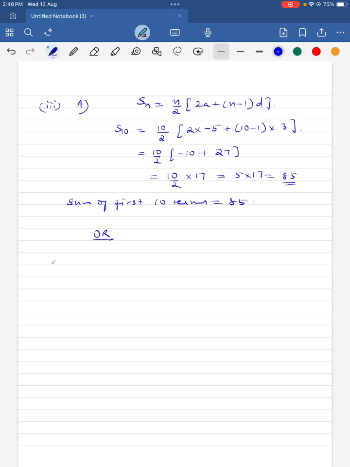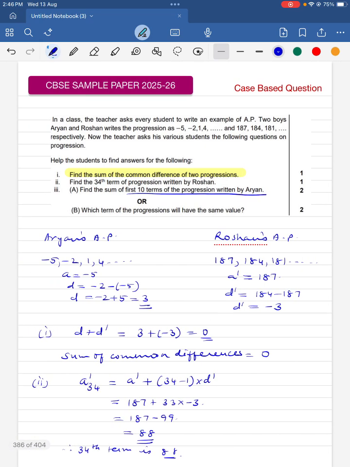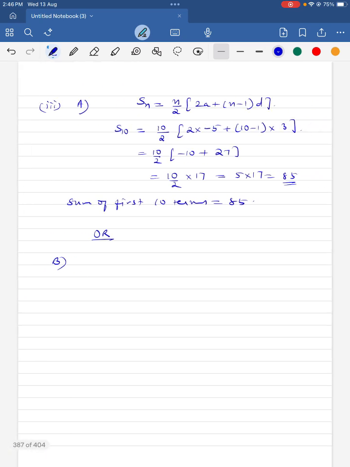Now in the OR part, they're asking you to find which term of the progressions will have the same value. So we know that the nth term of the first progression is given by A plus (n minus 1) into D. So that is -5 plus (n minus 1) into 3. So that's -5 plus 3n minus 3, equal to 3n minus 8.